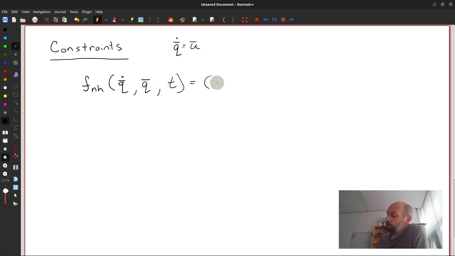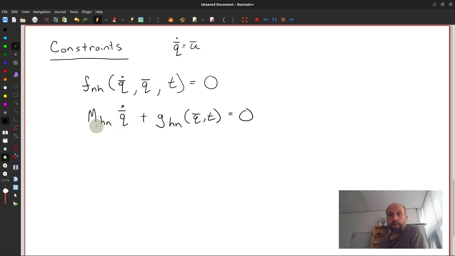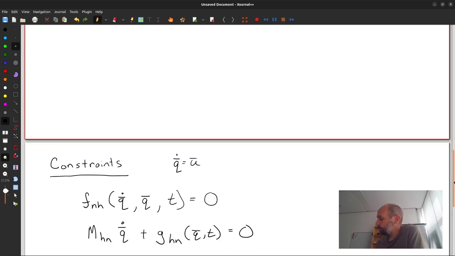Constraint equations for a non-holonomic constraint take this form, and as you recall, they are also linear in the q dots. You can write an equation that looks like this. All right, so that comes in that form. We have some matrix multiplied by all the q dots, so it's linear in the q dots, and then whatever's left with the q's, right?